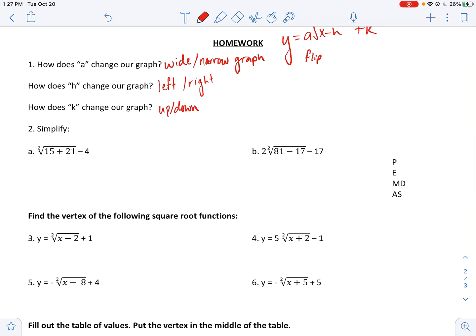So let's do number 2. You're going to simplify that square root, and you're just going to bring the 2 and then negative 17. So 2 times 8 minus 17. So it'd be 16 minus 17 for negative 1. Same idea for 2a. Again, simplify what you see in the square root first, then take your square root, then do your other operations in order.